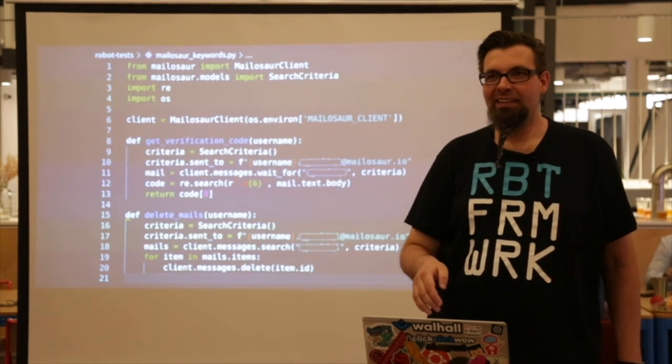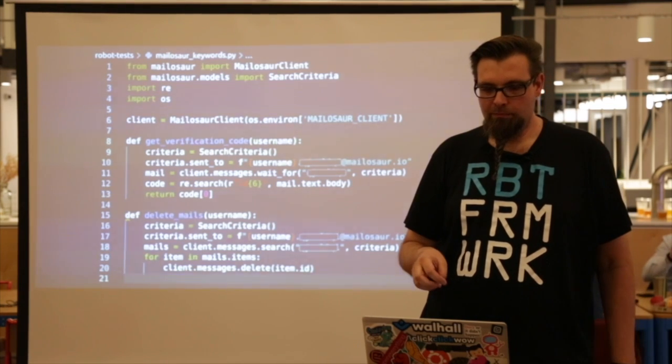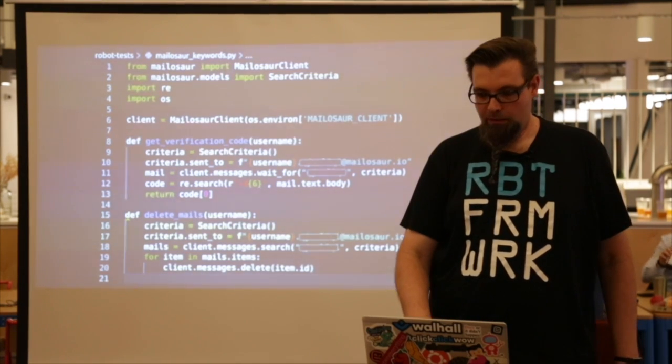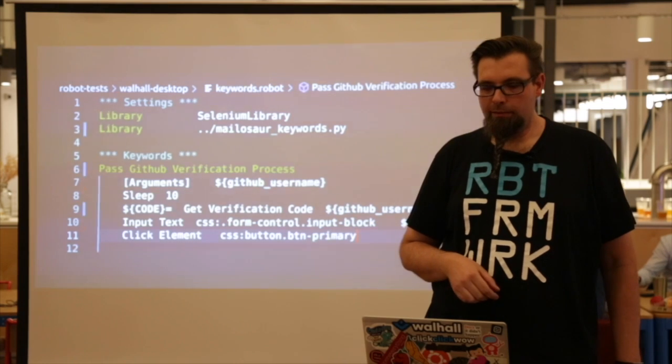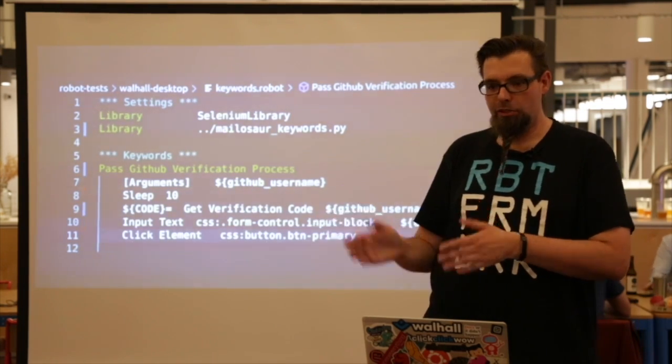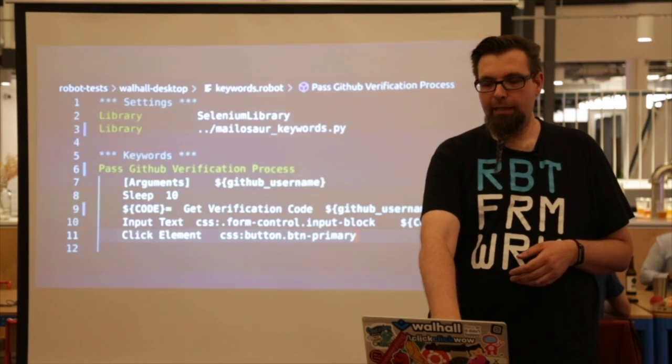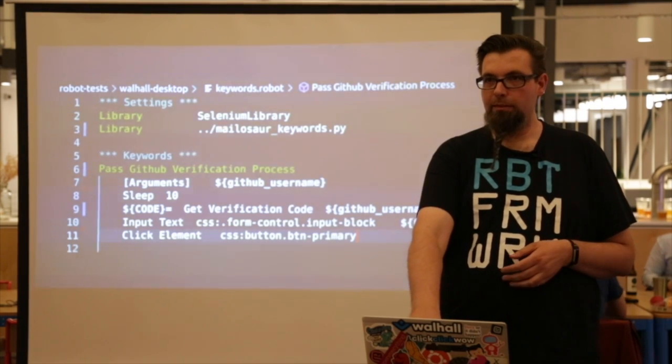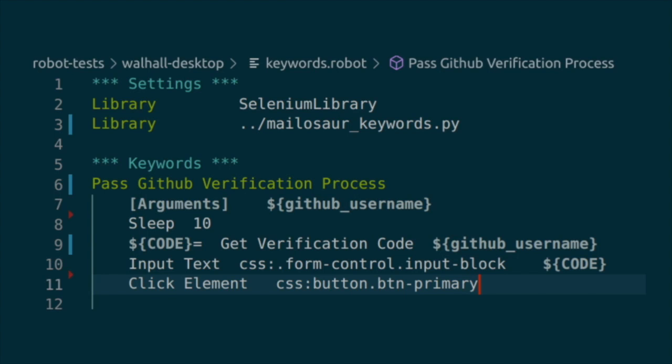Okay, we get the verification code, we parse it out, and then if you go one forward to the robot. So here I call get verification code. It's exactly that definition. And I'm passing on the GitHub username at the very end, and I'm assigning this to the variable $code, right? And then input text. So inside $code, there's now my 6-digit number I need for the verification.